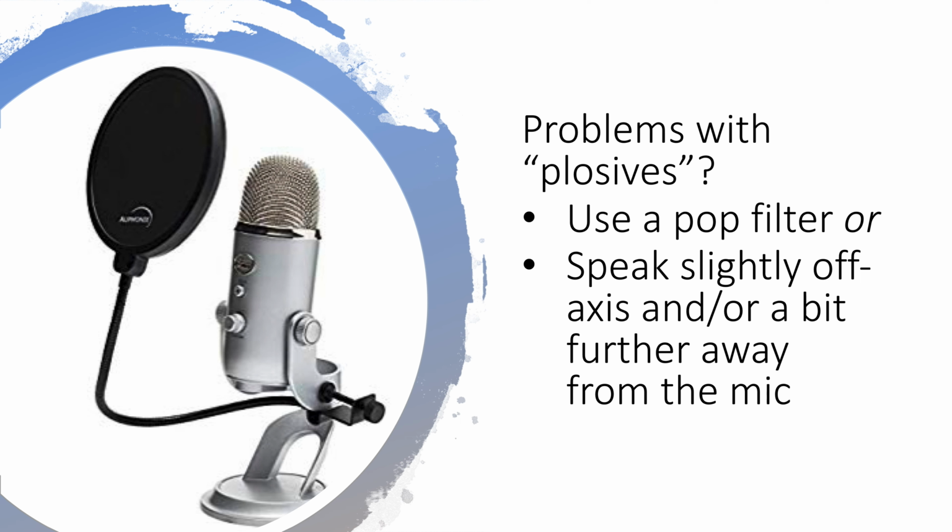Another issue is plosives. When you make the sound P, if you put your hand in front of your mouth, you'll actually be able to feel a gust of wind coming out. And if that gust of wind hits the microphone diaphragm, then it's going to cause distortion. So if that is a problem for you, which it may not be at all, you could use a pop filter, which is basically a piece of nylon that you put between you and the mic that blocks that gust of wind. Or you could speak slightly off axis. So just speak to the side so that gust of wind doesn't hit the microphone diaphragm straight on. Or you could try being a little bit further away from the mic.